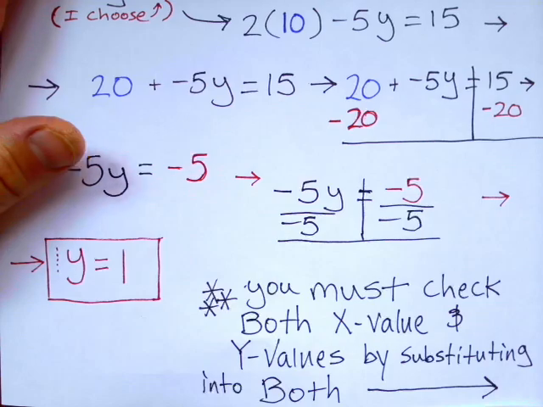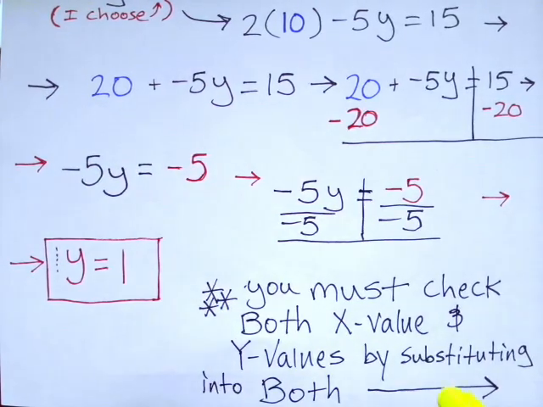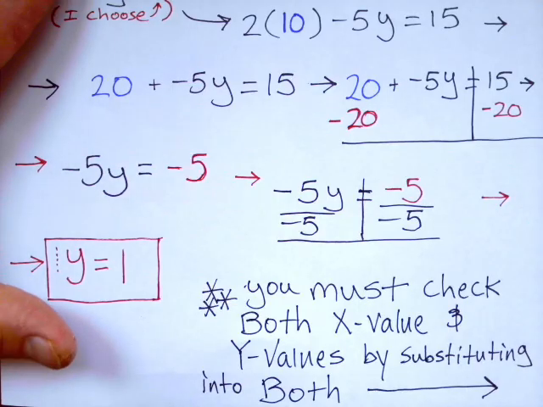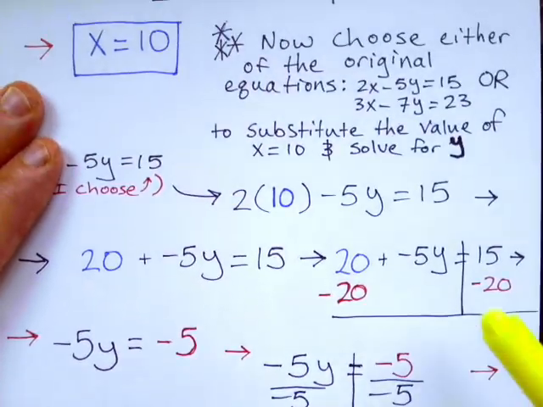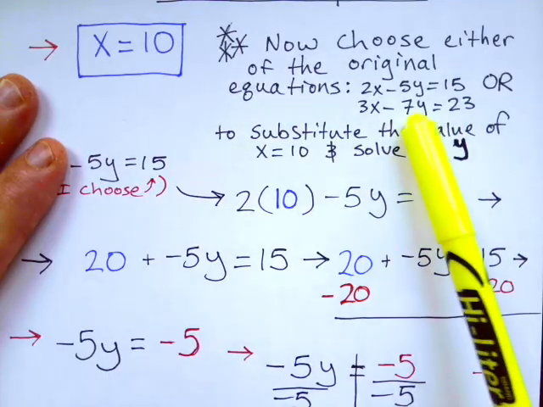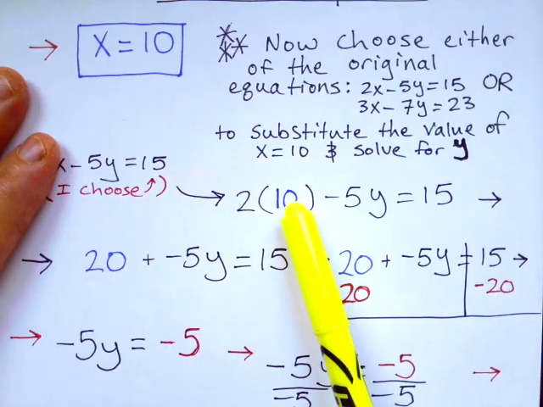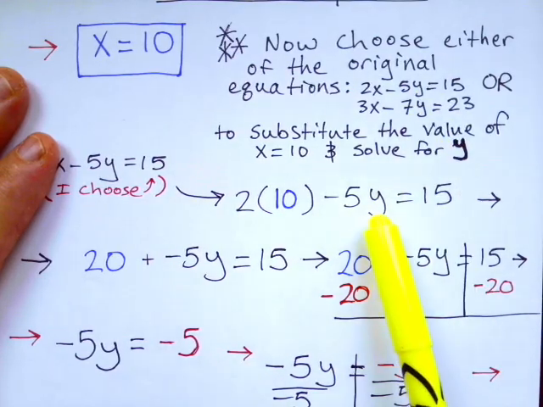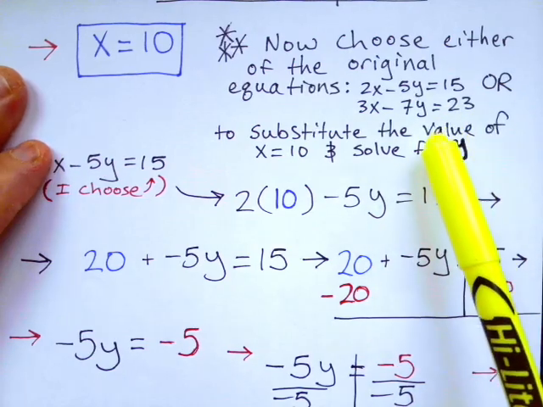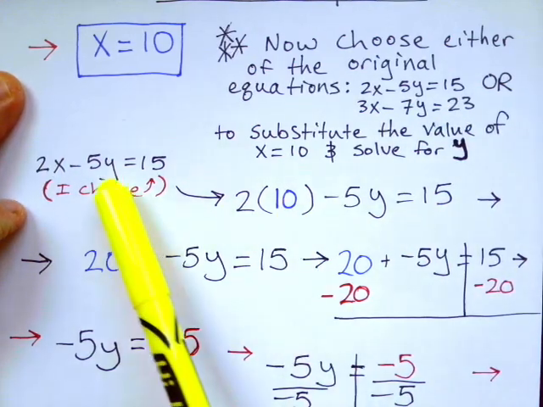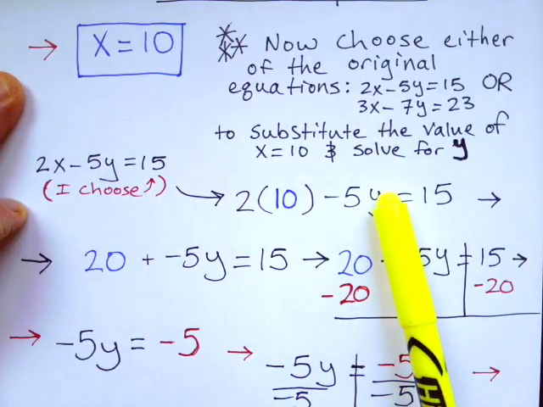We're not done. In a system of equations, you must check both x and y values by substituting into both of the original equations. So I'll take the time right now because we have a little bit of extra time. Similar to what we did with the value of 10, we also have to substitute the value of y. And y is what? y is 1, we just discovered. So I'd substitute 10 for x and 1 for y.